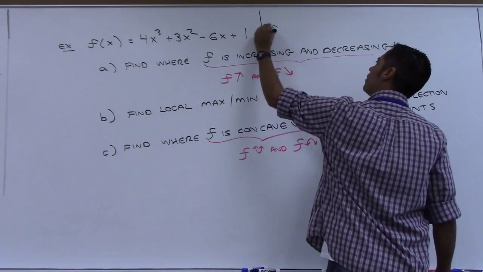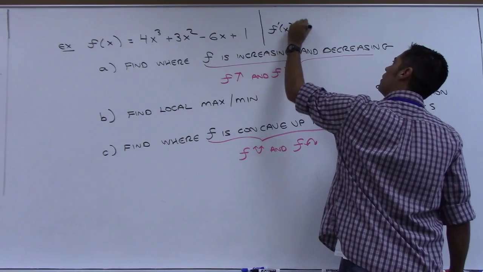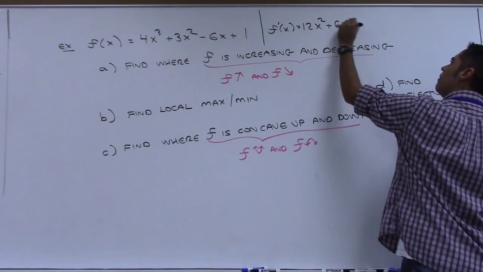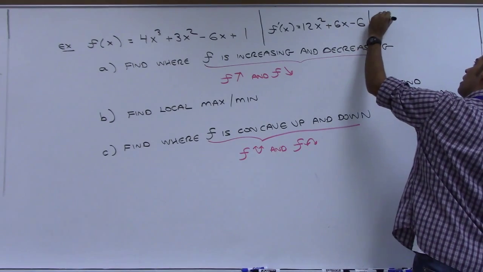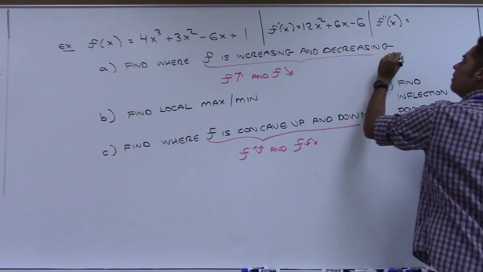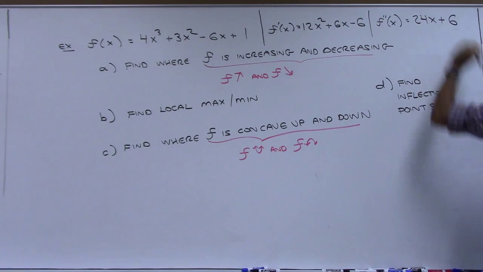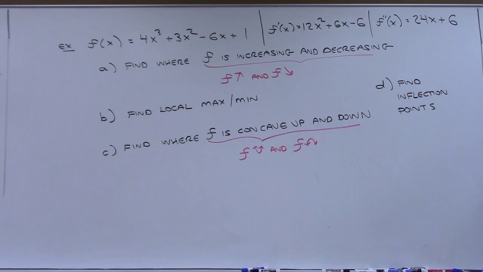What's f prime of x? 12x squared plus 6x minus 6. And then what's f double prime? 24x plus 6. See, the first and second derivative of that were easy, right? But we've seen how sometimes when you take derivatives, they get more complicated.